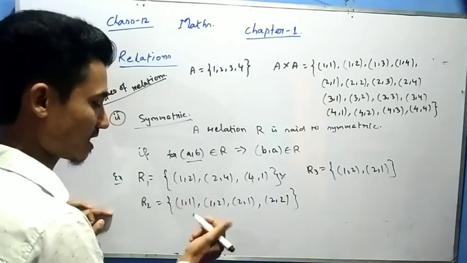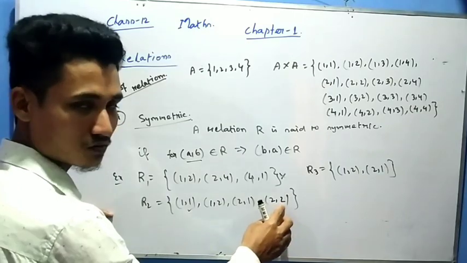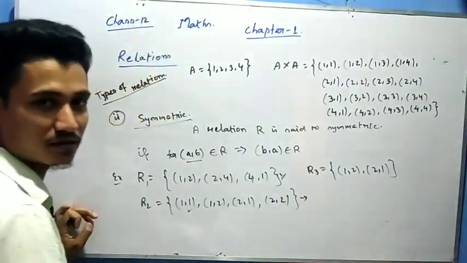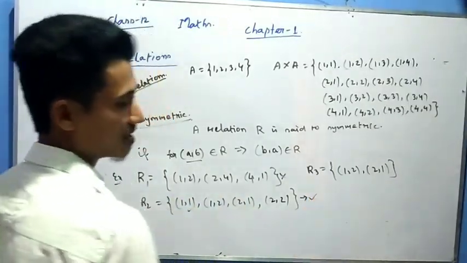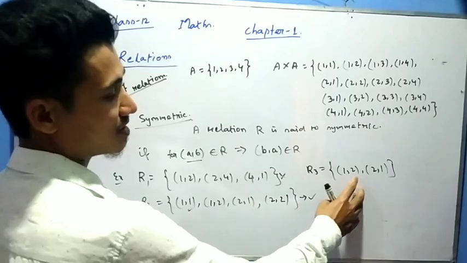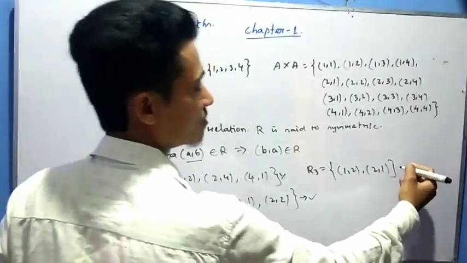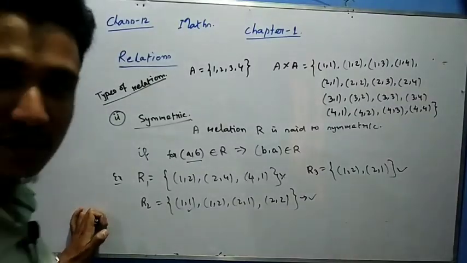Next relation, let us check (1, 1). What is the reverse of this? (1, 1), again yes, it is there. (1, 2), what is the reverse? (2, 1), it is there. (2, 2), what is the reverse? (2, 2). So is it a symmetric relation? You give the answer in your copy. Yes, obviously this is a symmetric relation. Next, R3: (1, 2) is there, what is the reverse? (2, 1), so it is also a symmetric relation.